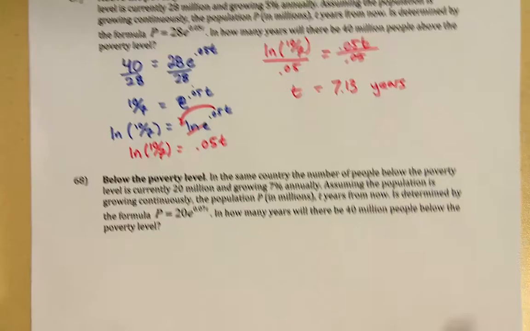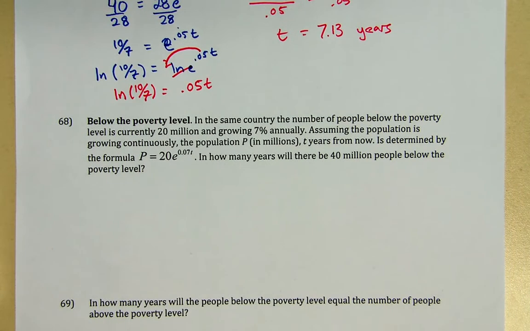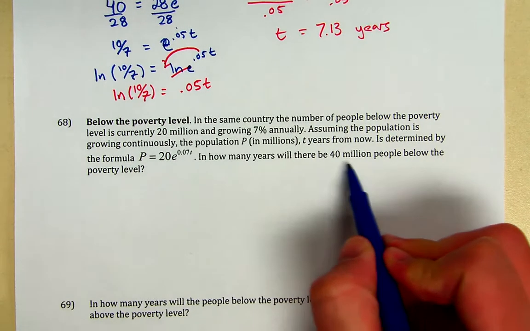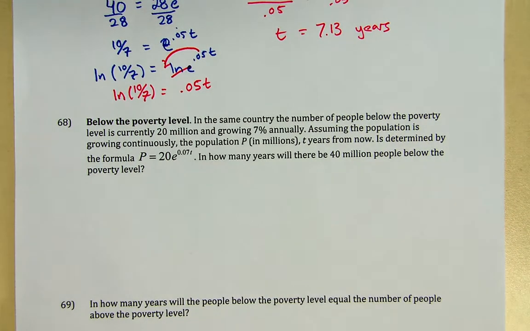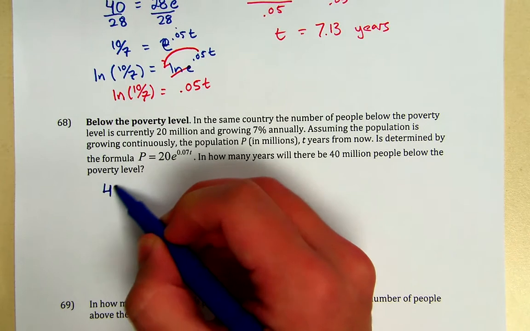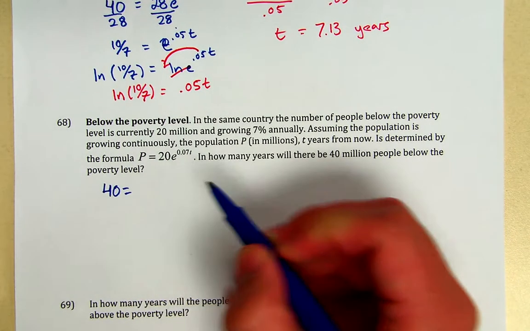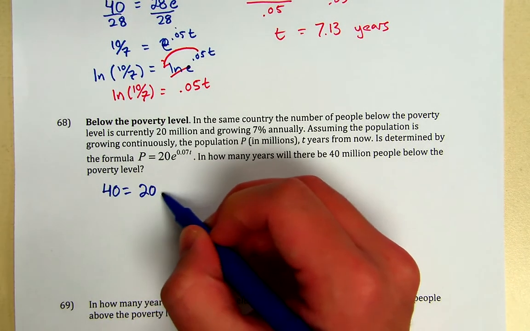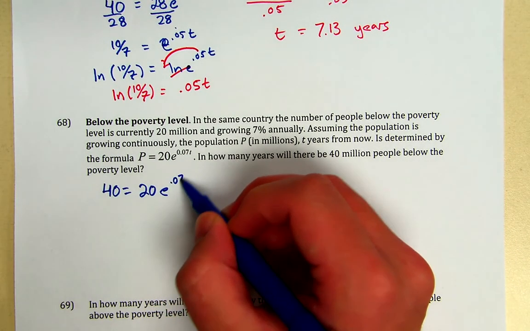Below the poverty level is exactly the same setup, same process of going through, so you can try this one on your own if you want, or follow the video if you need a little bit more guidance again. So again, 40 million people is what we're trying to get to. So 40 million equals a different formula now, so be careful there. 20e^0.07t.